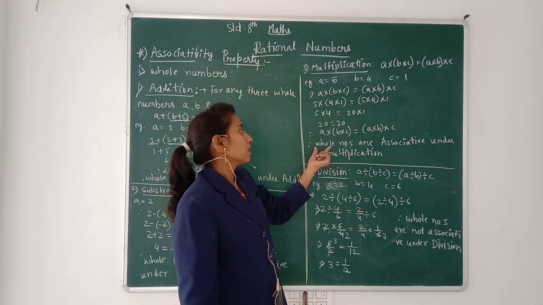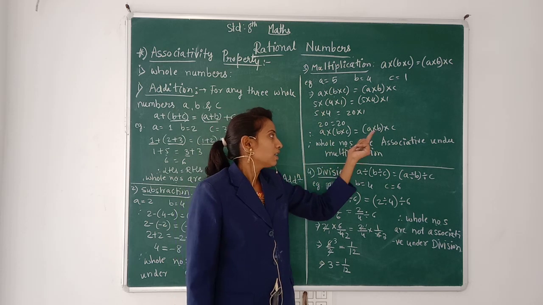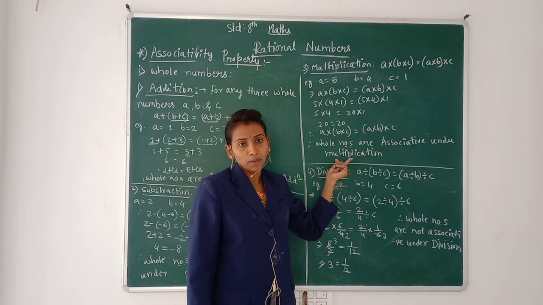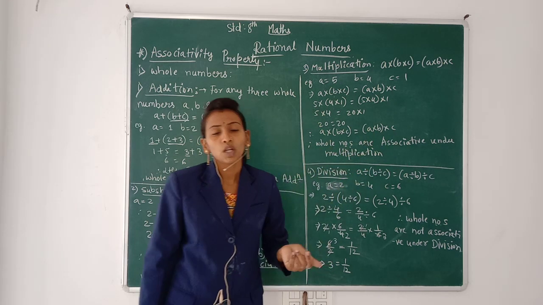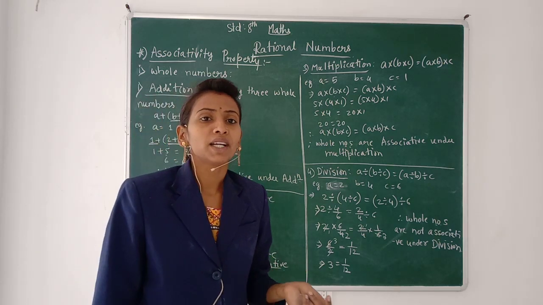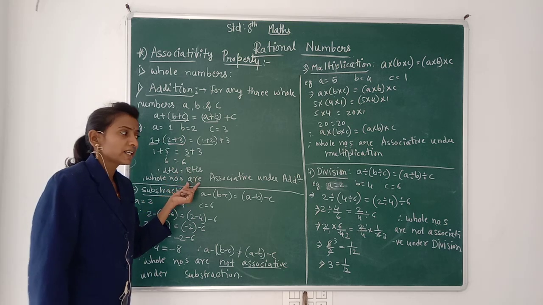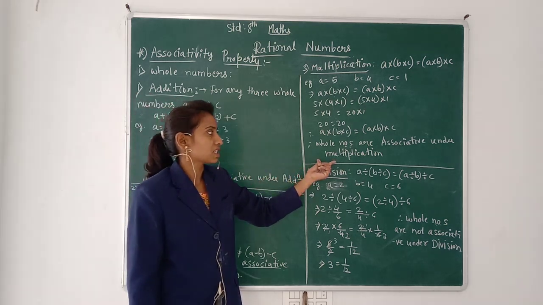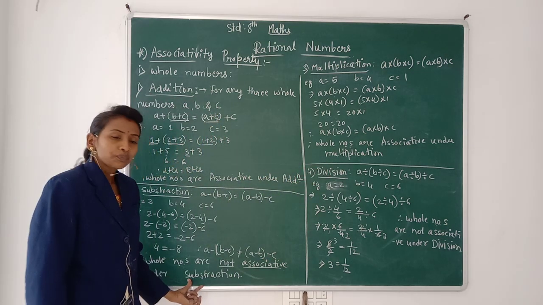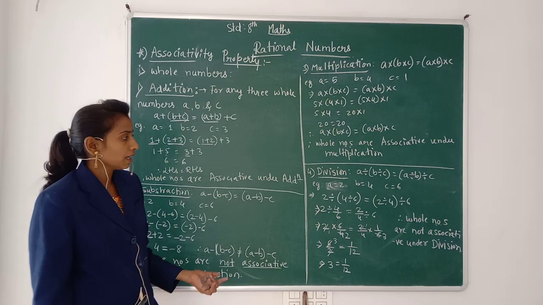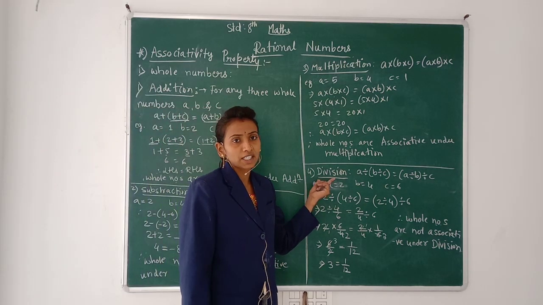So what do we conclude? Whole numbers are associative under multiplication. So whole numbers are associative under addition and multiplication but not in subtraction. Again we will check for division also.